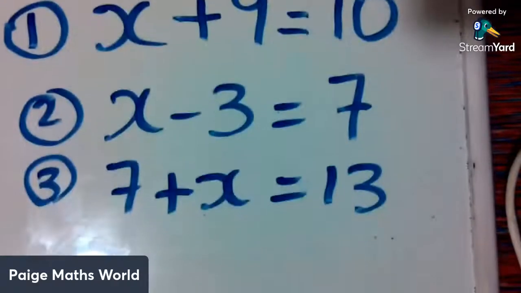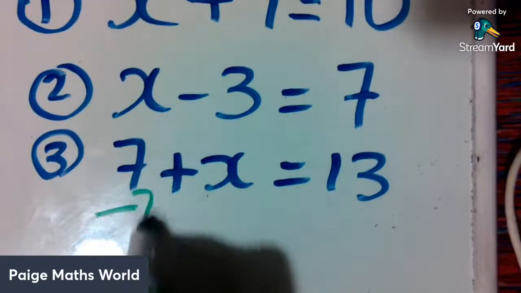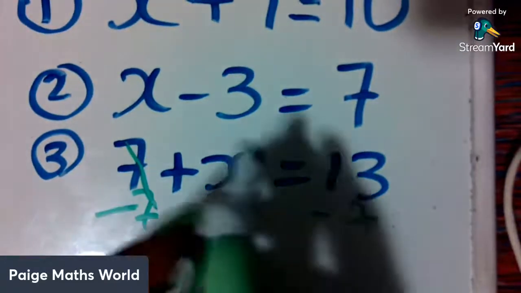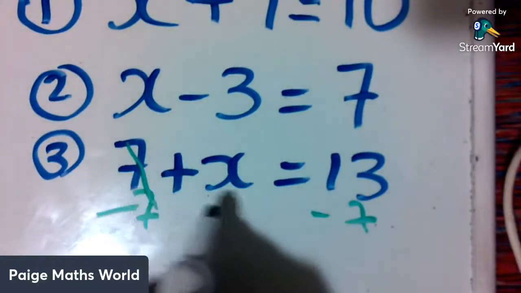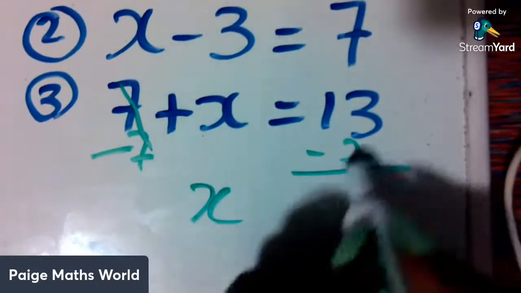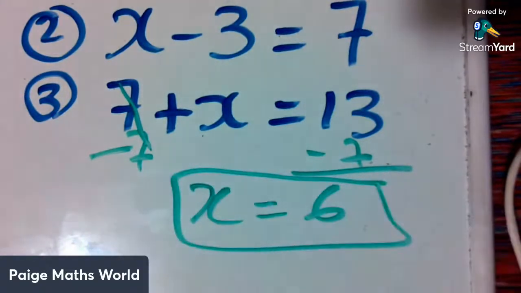Very good. And number 3, 7 plus x is equal to 13. We're going to subtract 7 on both sides. Or we can easily find a number that when we add it to 7, we'll get 13, right? And so x is equal to 7 from 13, which is 6. And so, yes, x is equal to 6.